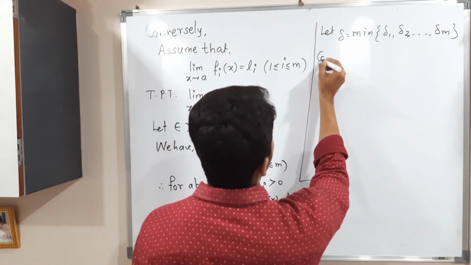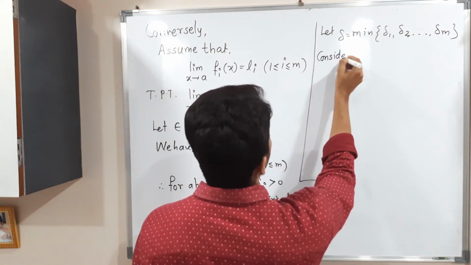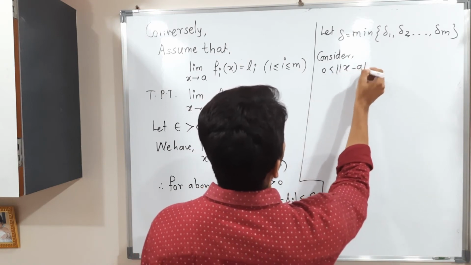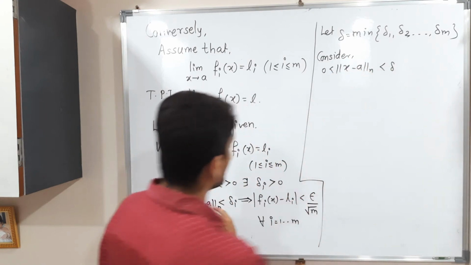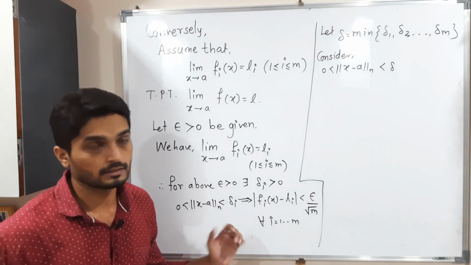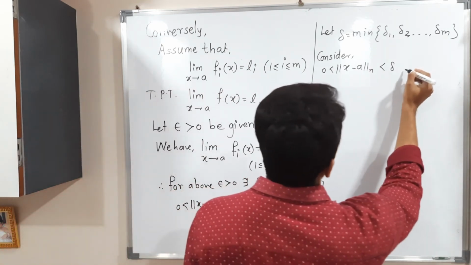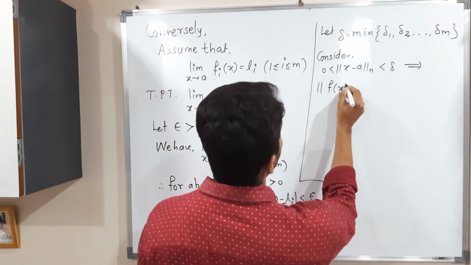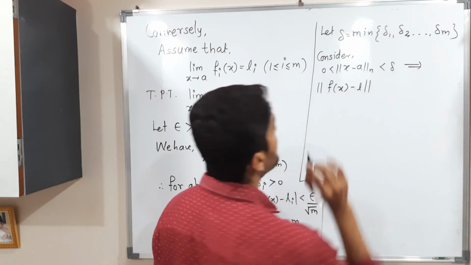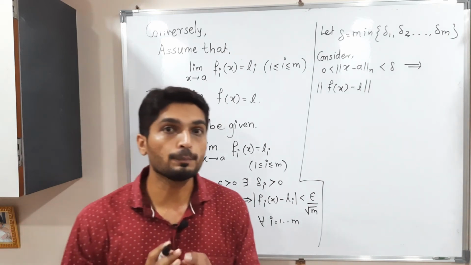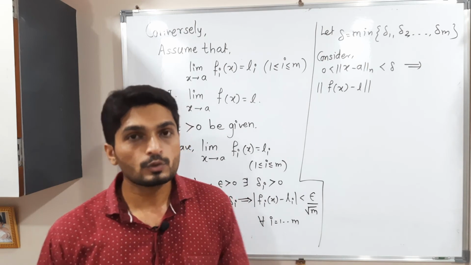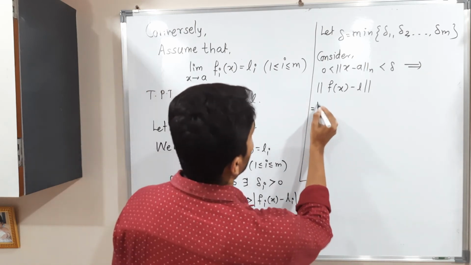So I consider 0 < norm x minus a < delta. So we can use all inequalities here. This implies, I have to prove norm f(x) minus L should be less than epsilon. This thing we have to prove, then only we can say L is the limit of f at x equal to a. So let us solve it and see what will happen.